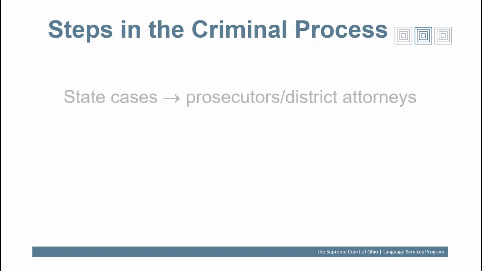Each state has its own court system and set of rules for handling criminal cases. Here are a few examples of differences between the state and federal criminal processes. The title of people involved. State cases are brought by prosecutors or district attorneys. Federal cases are brought by United States attorneys.